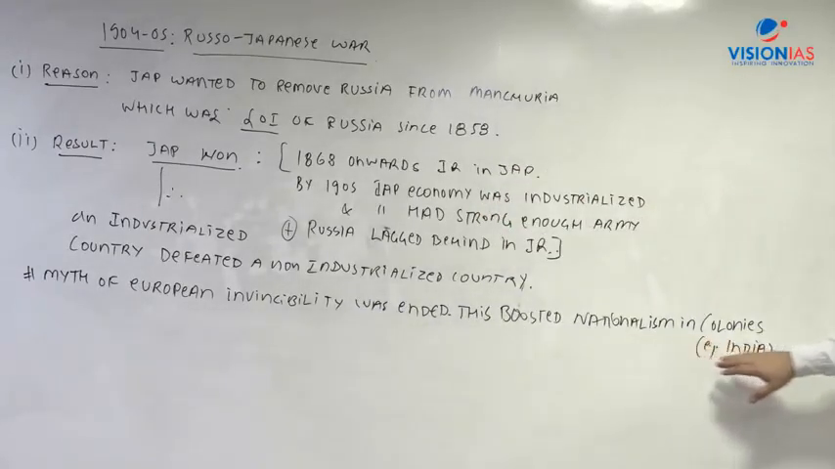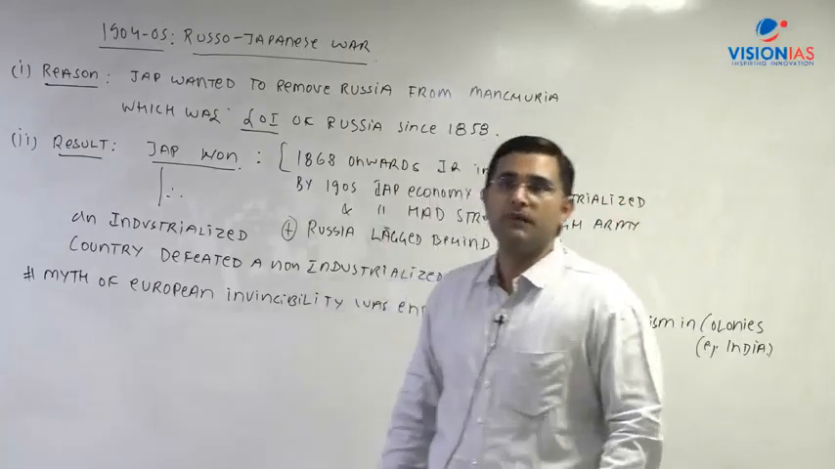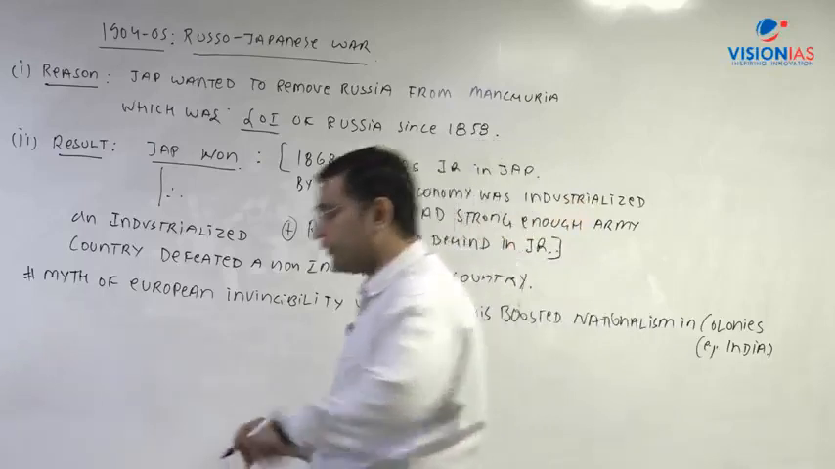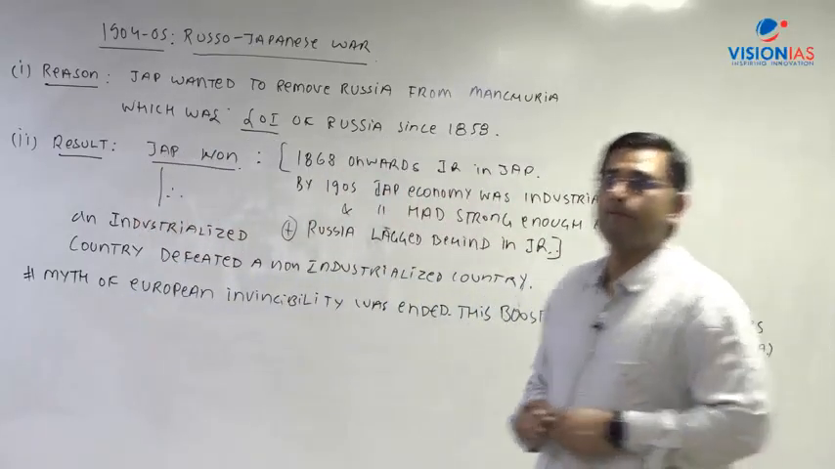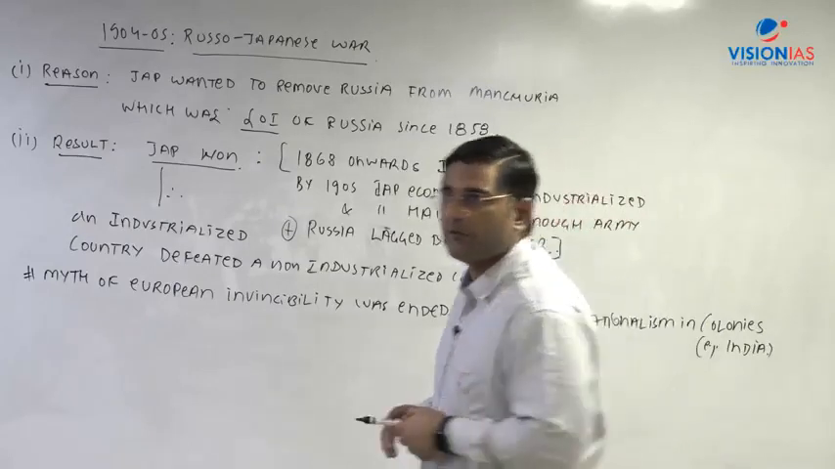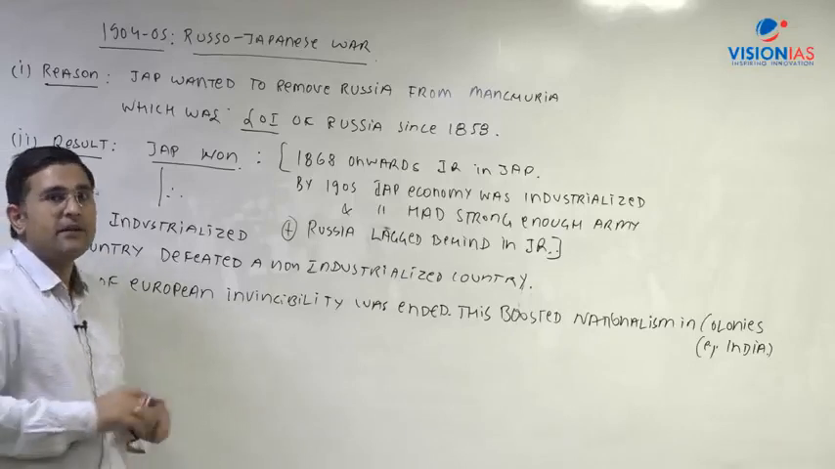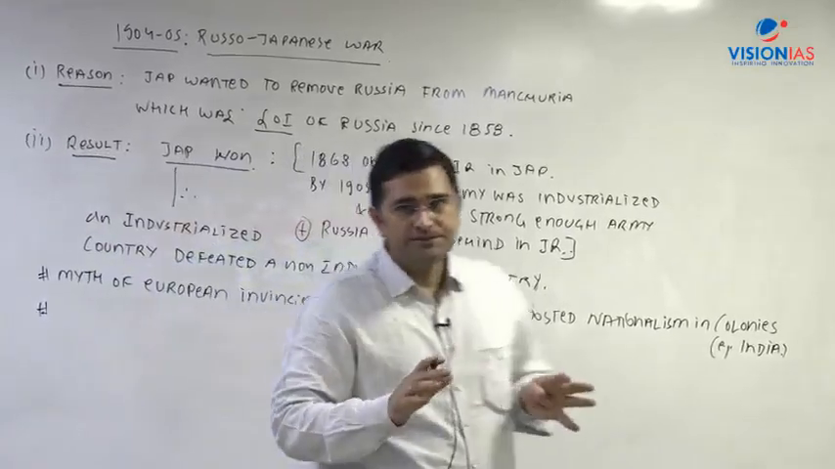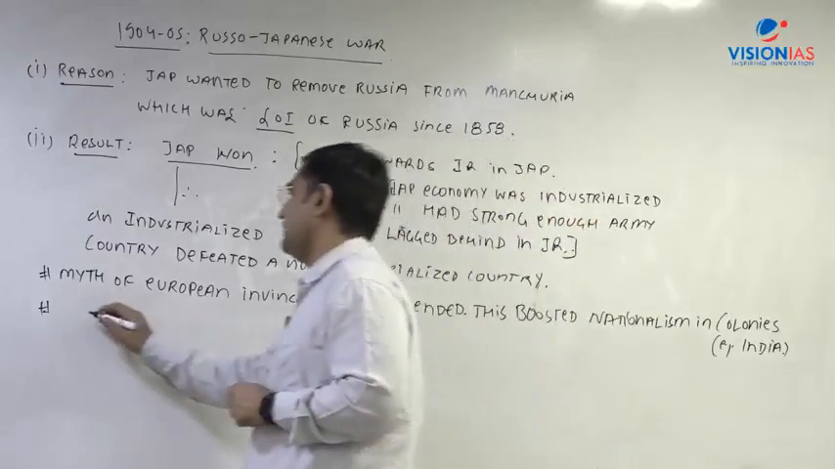This boosted nationalism in colonies. Why? Because an Asian power is defeating a European power, right? So therefore, this is how these things are taking place. Okay? Yes, SOI, it means sphere of influence. Okay. Otherwise, what are the results? Now Russians, they are removed from Port Arthur, right? And Manchuria now becomes a sphere of influence of Japan.